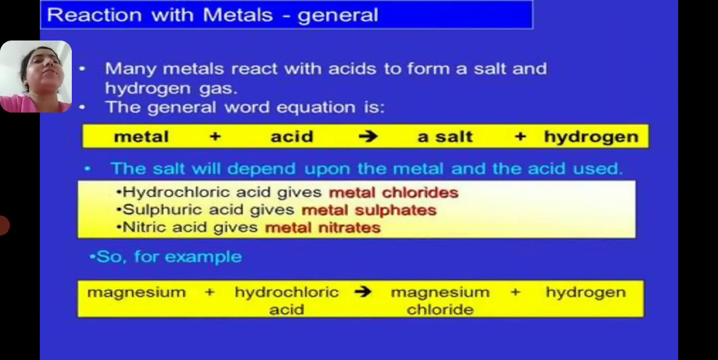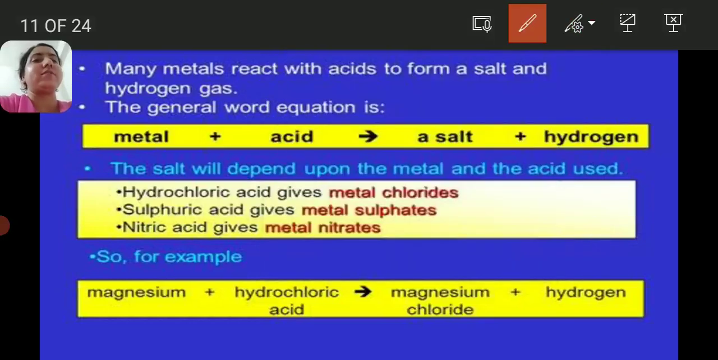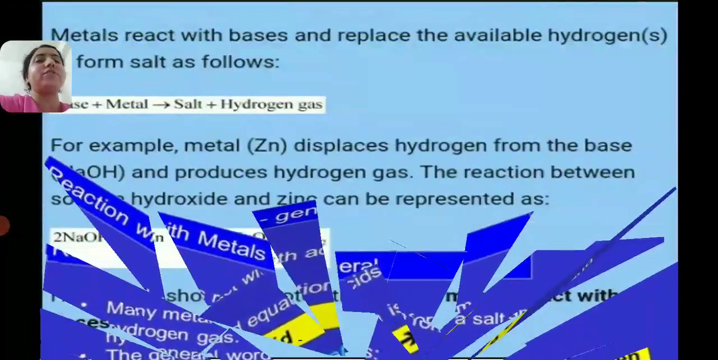Many metals react with acid to form a salt and hydrogen gas. The equation is metal plus acid gives salt plus hydrogen. This depends upon which metal is reacting with which acid. Hydrochloric acid gives metal chloride, sulfuric acid gives metal sulfate, nitric acid gives metal nitrate. Magnesium reacts with hydrochloric acid, you will get magnesium chloride with the release of hydrogen gas.